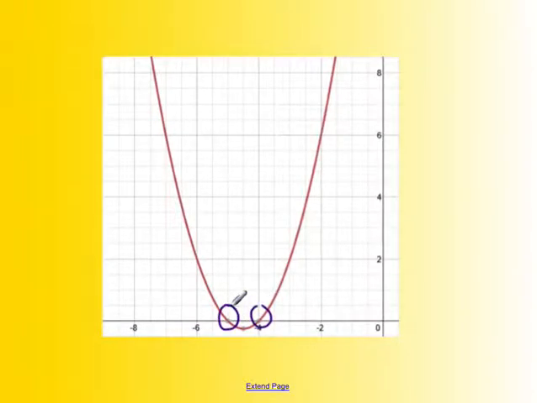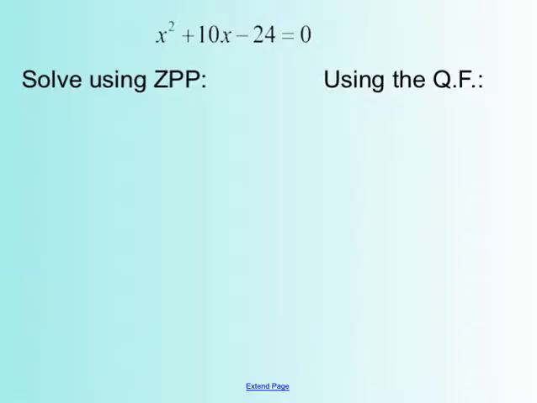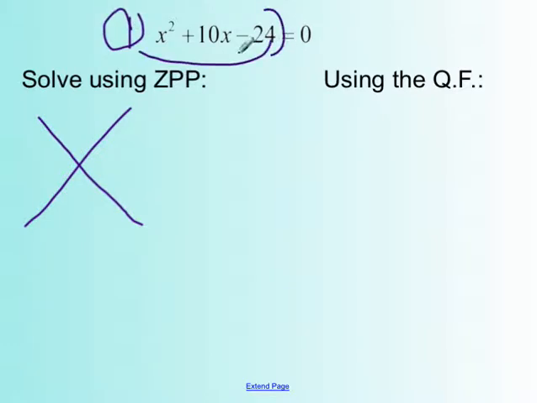Okay, that's if you were to have graphed that quadratic. Pretty cool, huh? Okay, well let's take a look at number 2. So for number 2, we want to use the zero product property. So we're going to take 1 times -24, and that's -24, and we're adding to 10.